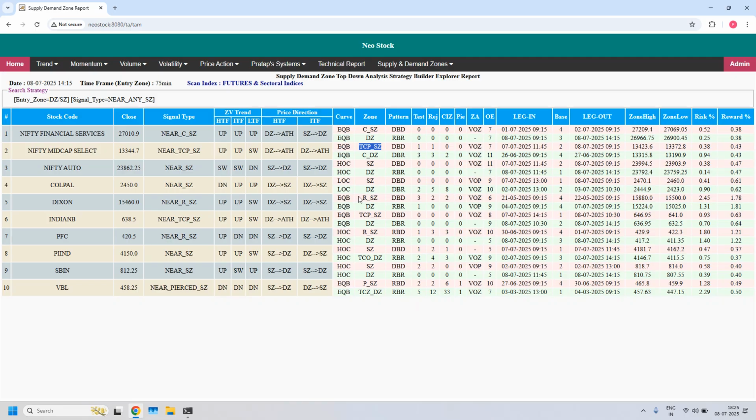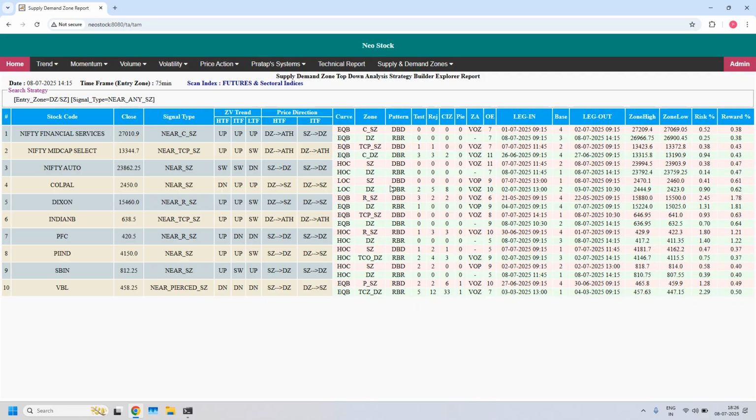Next, Dixon is having a 75 minutes high liquidity supply zone. Indian Bank is having a 75 minutes high liquidity supply zone. PFC, Power Finance Corporation, is having a 75 minutes high liquidity supply zone. That's it. We identified 5 75 minutes high liquidity supply zones from this list. So with this we have completed identification of daily and 75 minutes high liquidity zones.